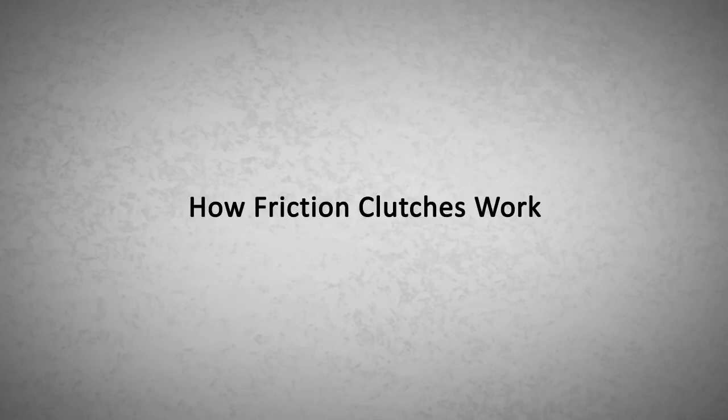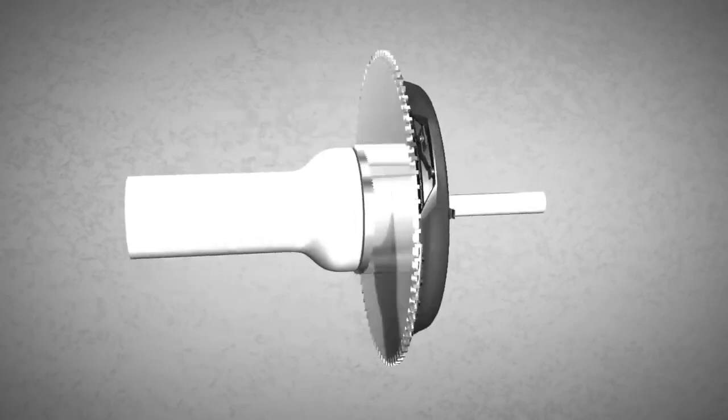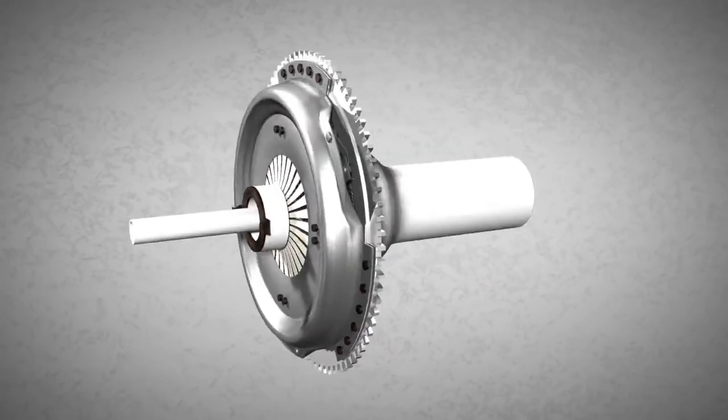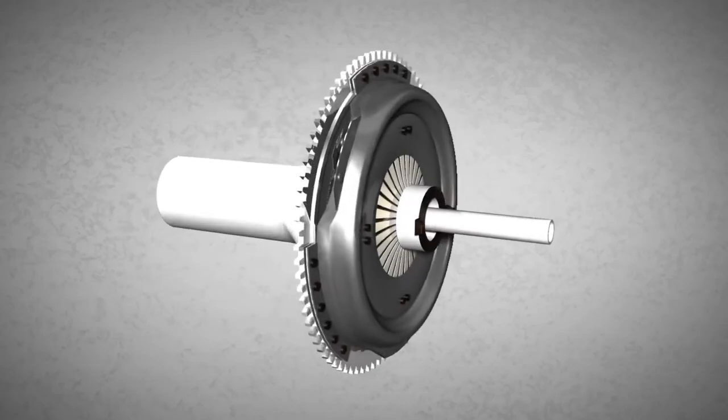Vehicles of today normally use a clutch to transmit power produced by the engine to the gearbox. The vast majority of cars and motorcycles rely on dry friction clutches, which will be explained in this animation.